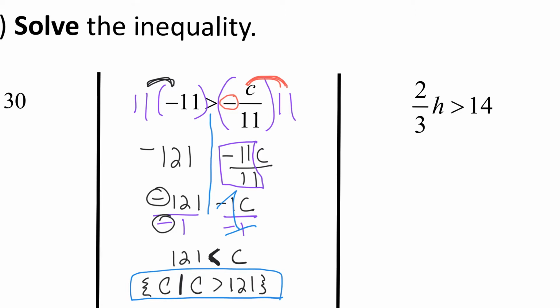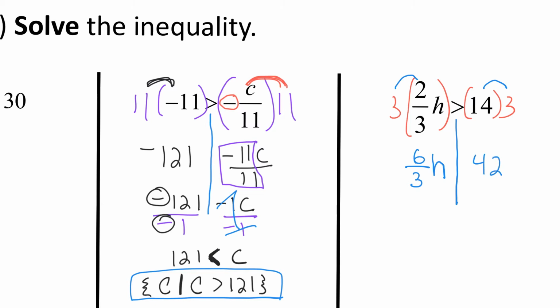Look at the one on the right side here. We have a fraction, denominator is 3, so I will multiply by 3. So let me multiply this by 3, the other side by 3. So on the left side, let me just put the line here. You multiply the top, 3 times 2 is 6. Keep the denominator and bring down the variable. So 6 over 3h. On the right side, 14 times 3 is 42. You guys divide the fraction.